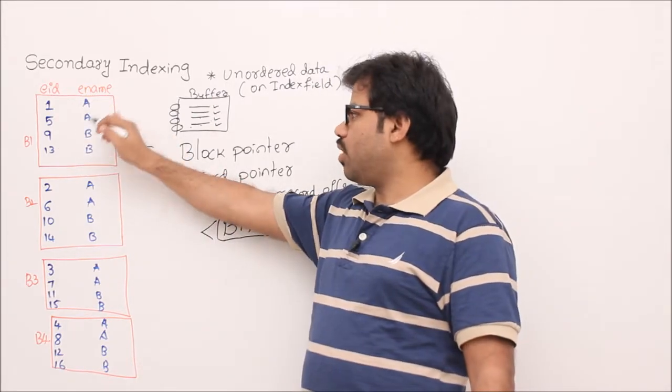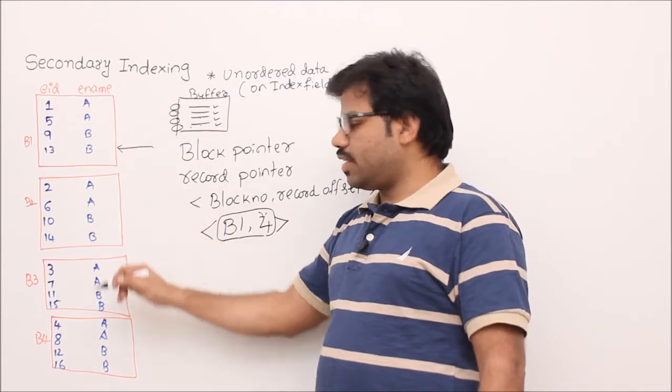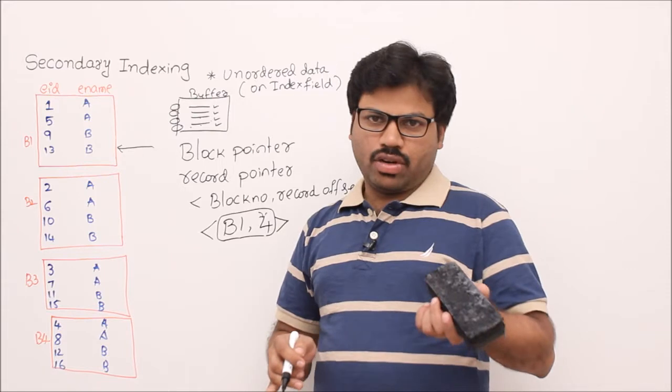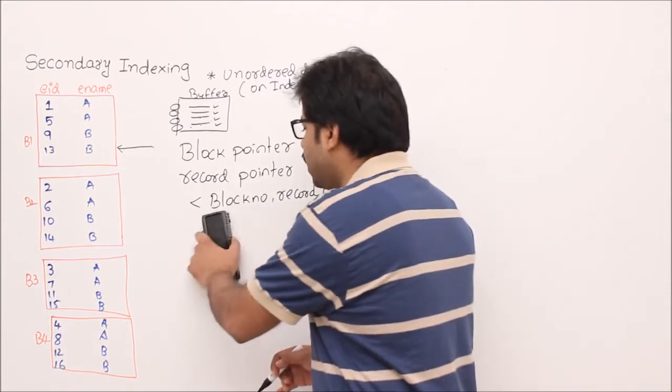Directly we'll go to block number 1 and we search the entire thing. Then we search. At that time you don't have a record pointer available. Sometimes a record pointer might be available, right? So it depends. That's why there are two kinds of pointers possible.